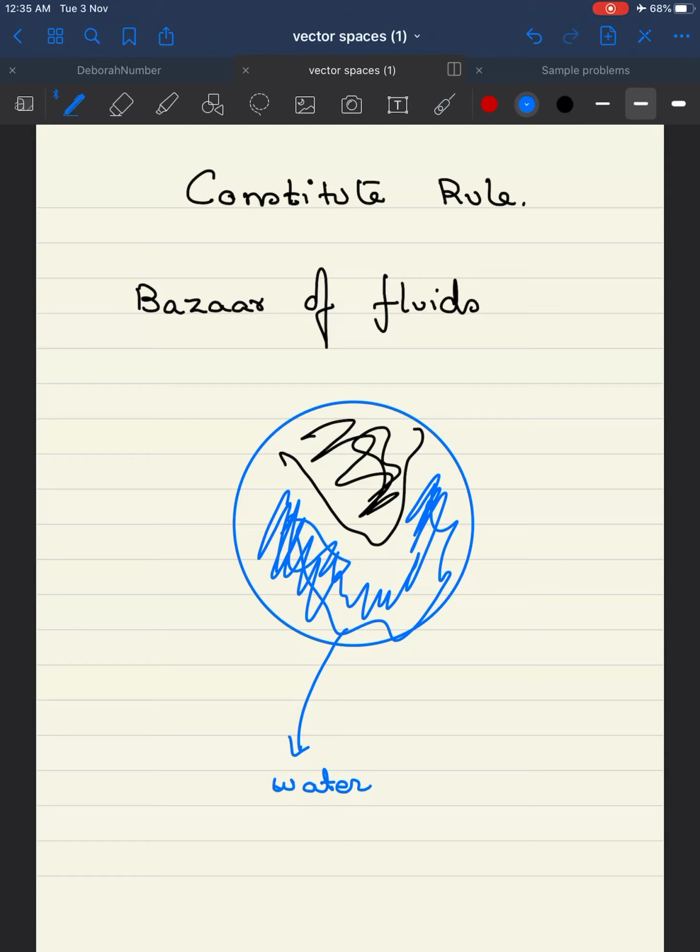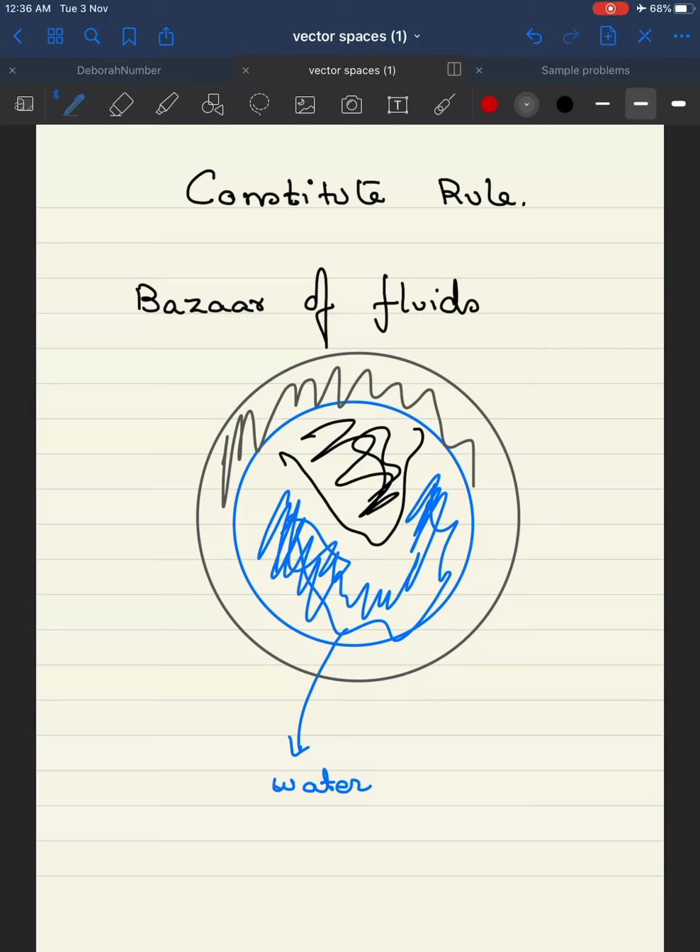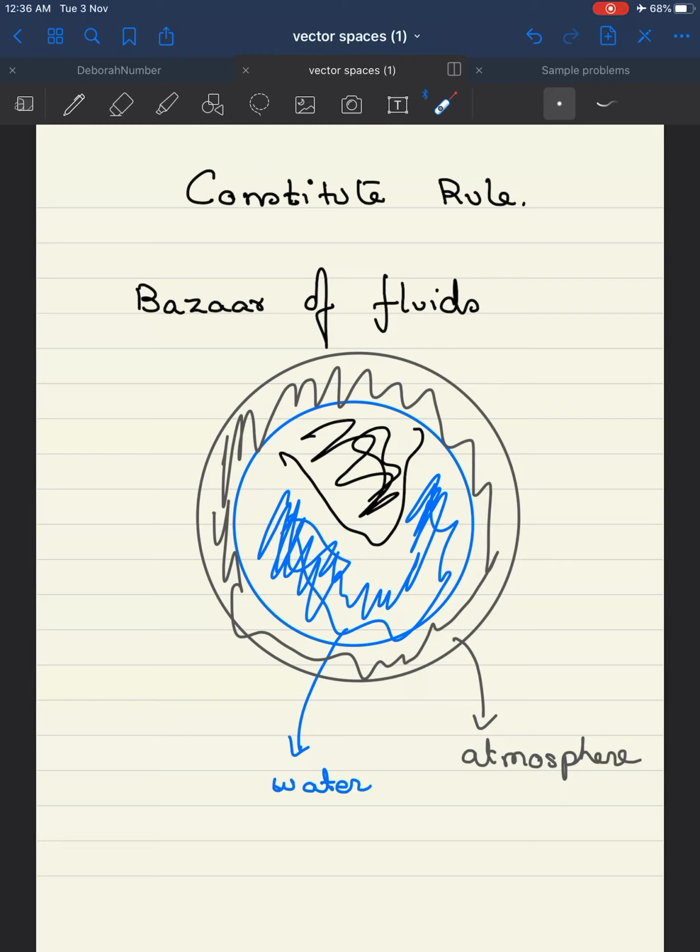And there is one more type of fluid that seems rather common. Okay, that was not a good drawing at all. Let me try one more time. Okay, it's gotten something. And then you have the atmosphere. Huge reservoirs of fluid, the air. So when you go into the bazaar, the most abundant fluids are water and air.